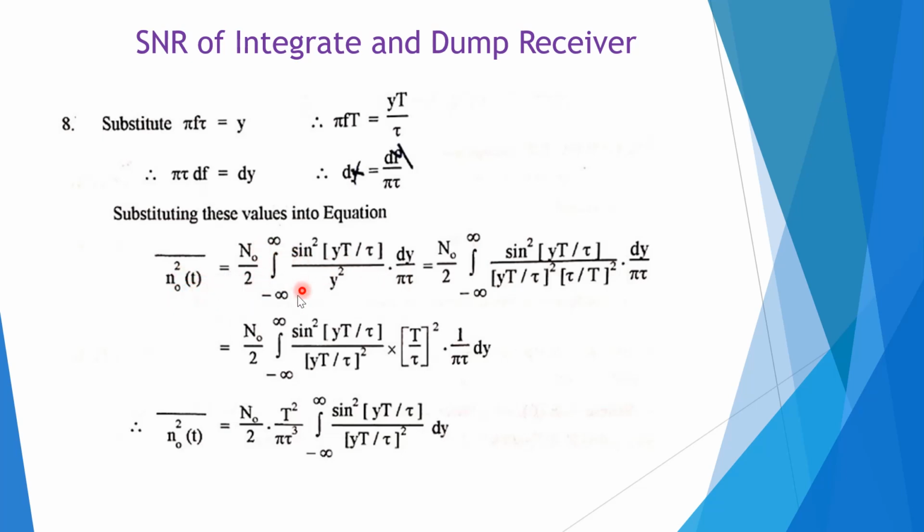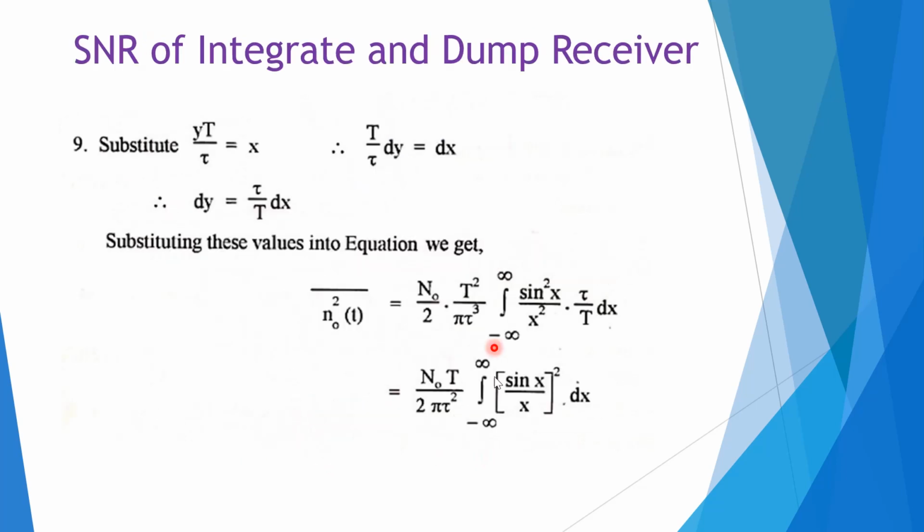N0 by 2, integration from minus infinity to infinity of the sine square term dy by pi T. So if you solve this, at the end you will be getting this term N0 by 2 T square by pi T cube, integration of the sine square term. Now we can substitute y T by tau is equal to x, and definitely T by tau dy is equal to dx. And so dy is equal to tau by T dx. So after substituting all this, we will be getting this term N0 divided by 2 pi T square, integration of sin x divided by x square dx.